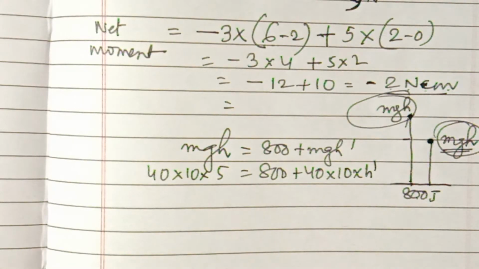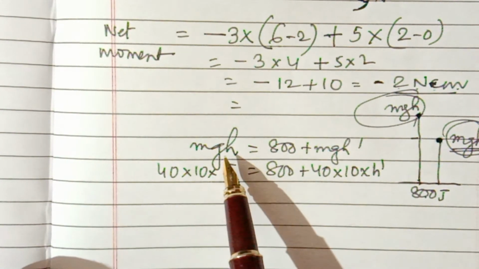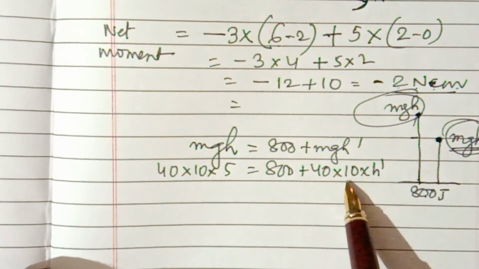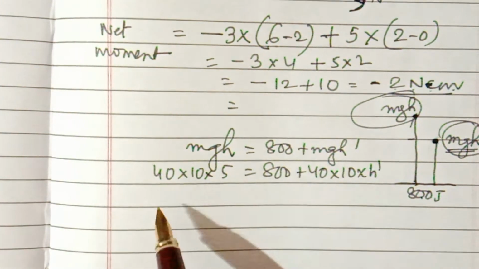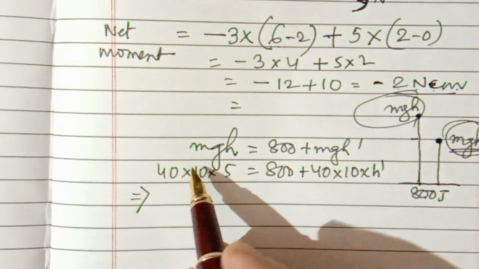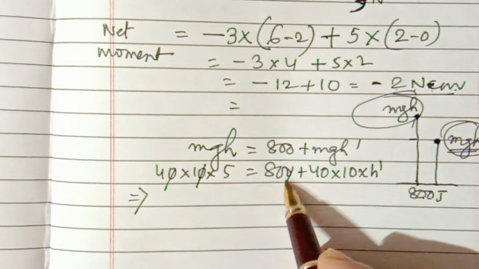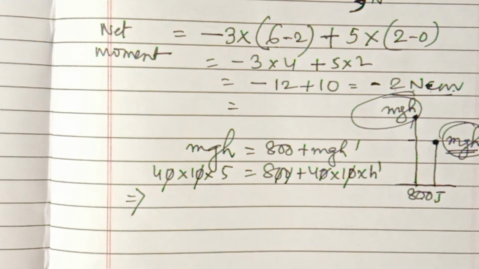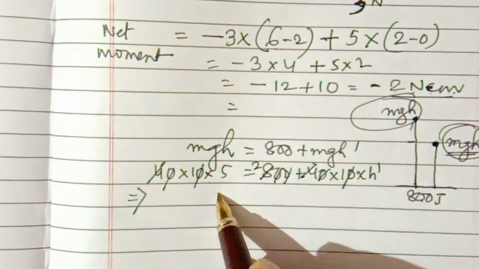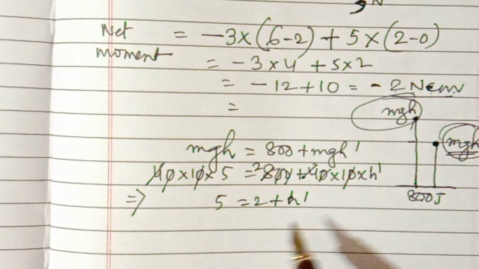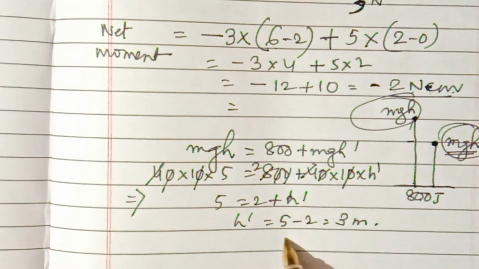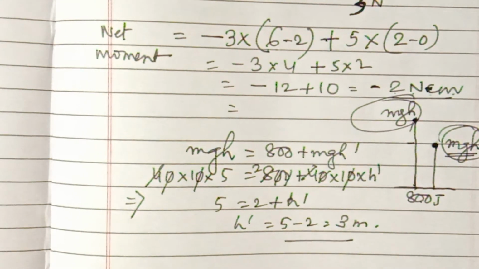Now see, this is the situation. Mass 40, g is 10, initially height is 5, then mass 40, g 10, h dash. So now you can solve it. I think you can cancel the 2 zeros in all the terms, and then here you can write 2, then 5 is equal to 2 plus h dash. So h dash is equal to 5 minus 2, that is 3 meter. So that's why 3 meter is the option.